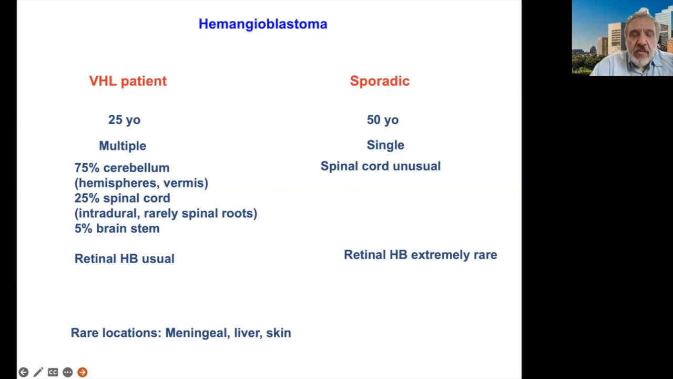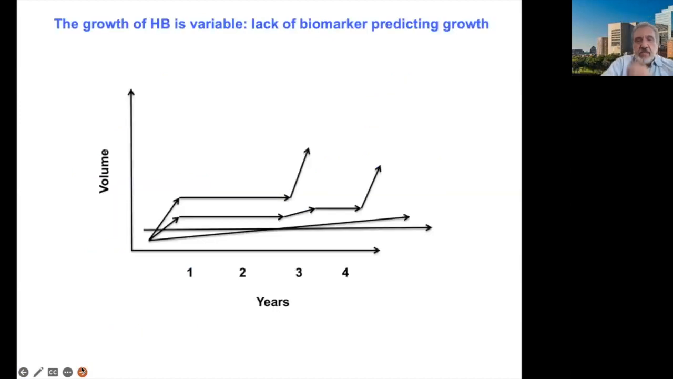The VHL patient is going to have usually several of them in many positions, and is going to have also retinal hemangioblastomas. And the retinal hemangioblastomas, it's not that they're unheard of. We did see patients with retinal hemangioblastomas that didn't have VHL, but usually they are associated with VHL disease. How do they grow, these lesions?